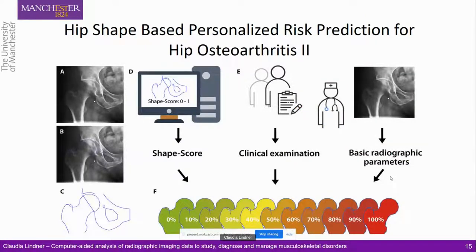And just to highlight the potential workflow of such a system, that means you would have your image in clinical practice, then you would have a computer-aided system which outlines the structure of interest and then generates some kind of quantitative measurement. In this study, it was what we call the shape score. You can then combine this with other data that might already be available in clinical practice and use this to then either predict potential disease onset or monitor disease progression or assess treatment efficacy.